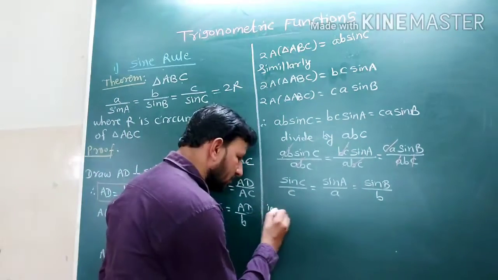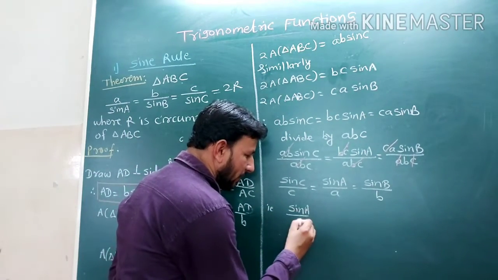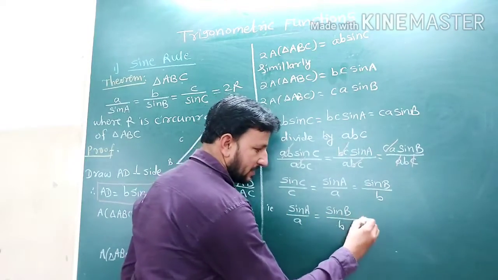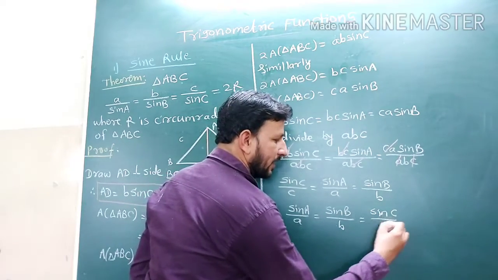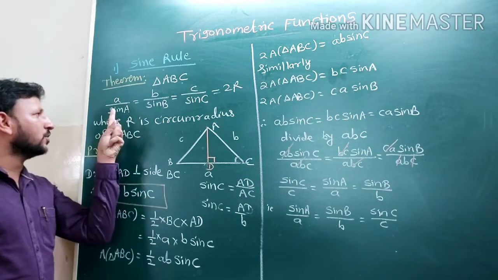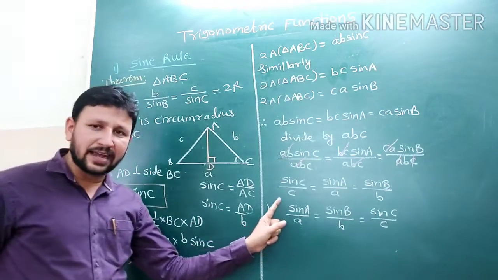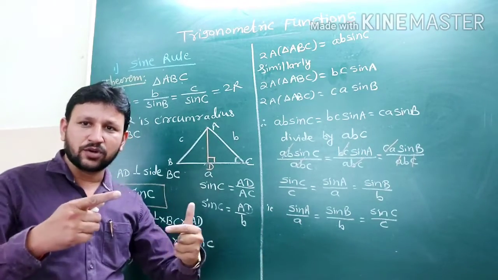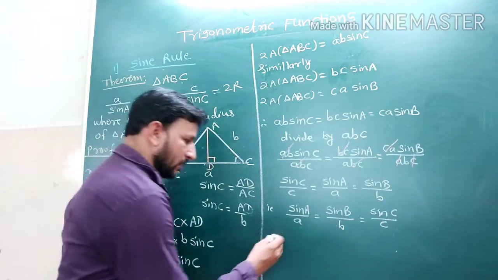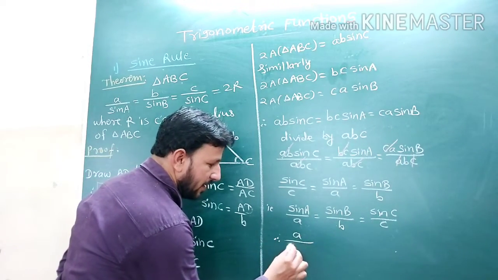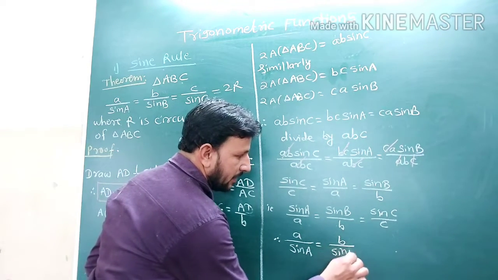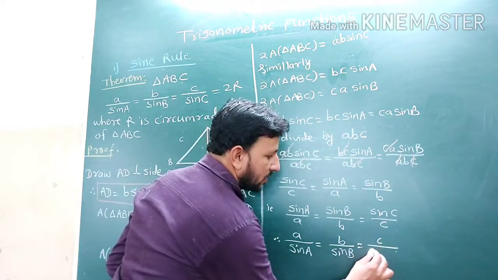Writing sequence wise, first for a, next for b, next for c, all three are equal. That is the ratio sin A divided by a is equal to sin B divided by b, and the last is sin C divided by c. Let us check the proof statement. It is the side upon the sine of the angle, but we obtained sin A upon a, that is the reciprocal. So the next step is taking reciprocals of all these equalities. Therefore the equation changes to a upon sin A is equal to b upon sin B is equal to c upon sin C.